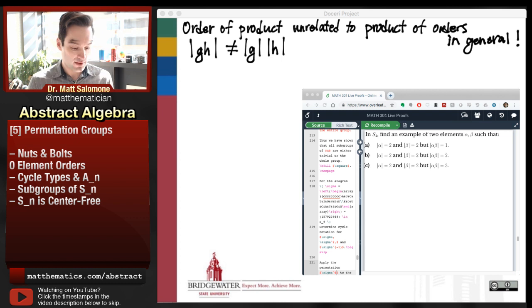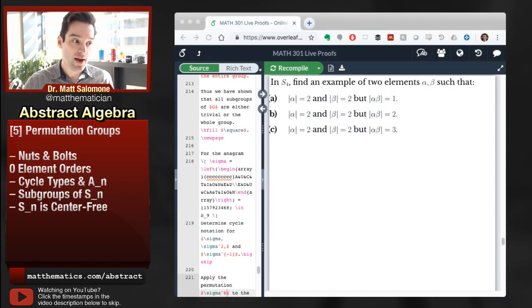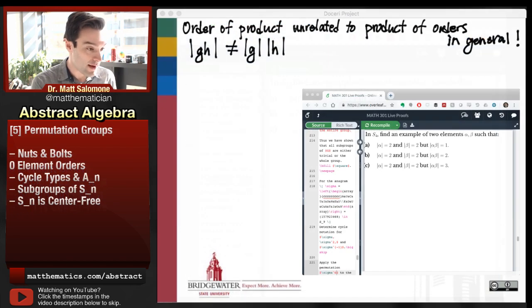All right, so let's get started here. First of all, in S4, in the symmetric group on 4 symbols, one of the things that we can say for sure is that elements having order 2 have 2 different forms. If I were to list out all the elements in S4 that have order 2, on the one hand, they can be 2 cycles, the transpositions.